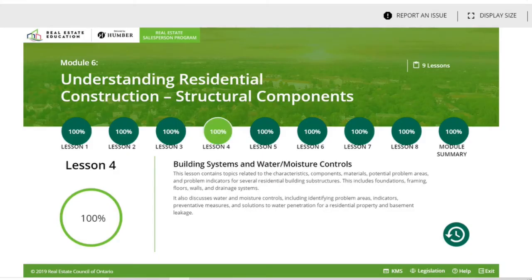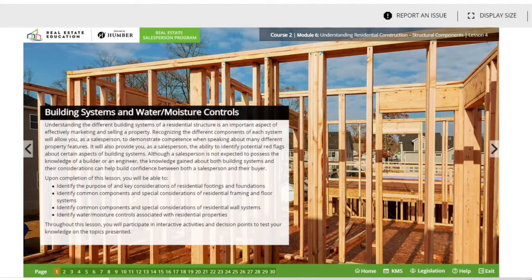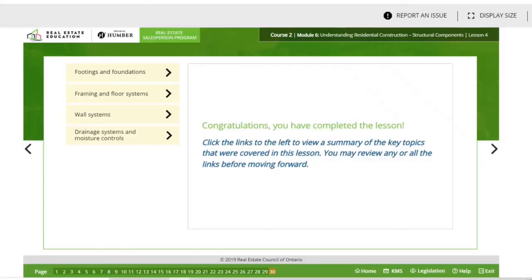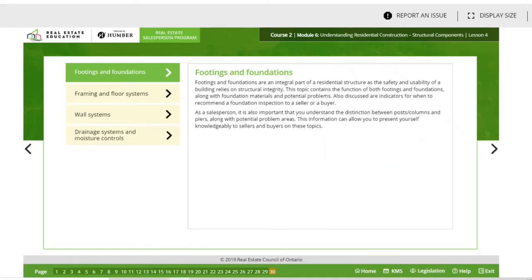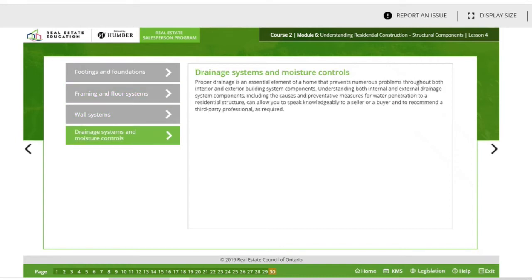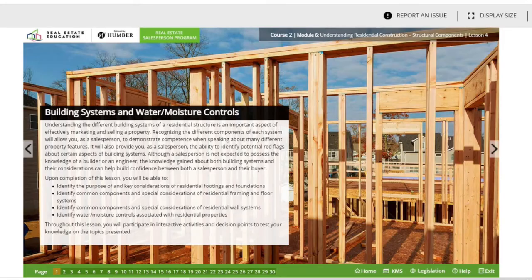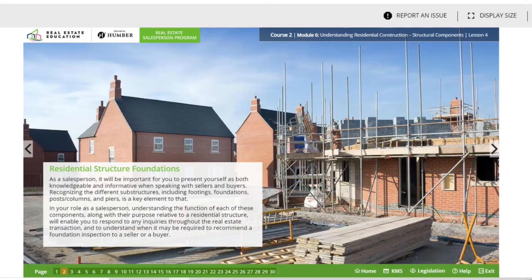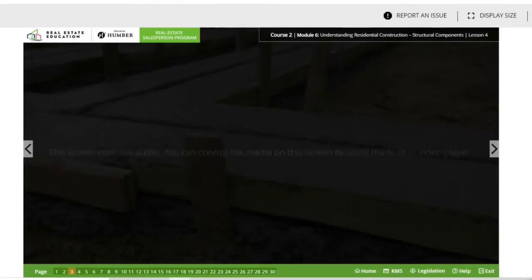Let's move on to lesson 4, building systems and water moisture. This is a big lesson, so let's go through it. Let's see what the lesson summary says. It doesn't give you that much, so we'll just quickly go through it.